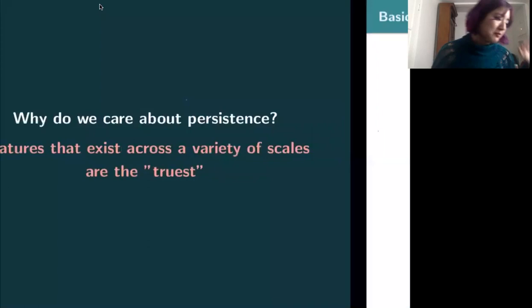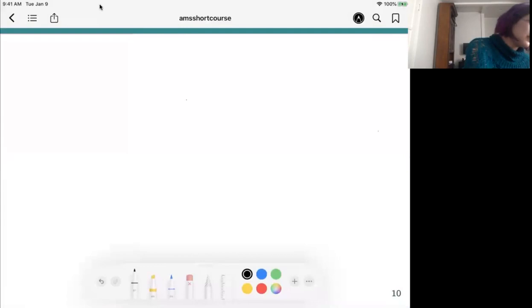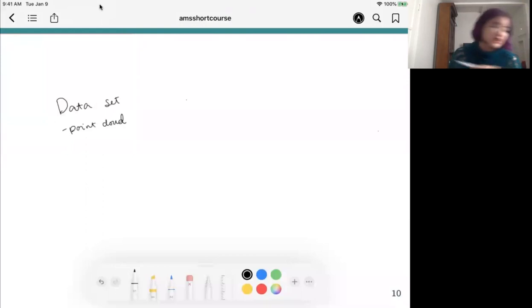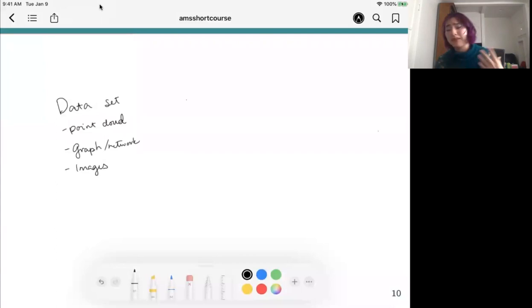So the basic workflow of persistent homology, should you attempt to do it, is you start with some kind of data set. In this case, this could be my Jigglypuff, which would be a point cloud. And that's probably the most common thing we see in the literature, but you could also start with a graph or a network. Images can work in a variety of different ways. You can either treat them as a collection of pixels or you can treat them as manifolds. There are lots of different things you can do.